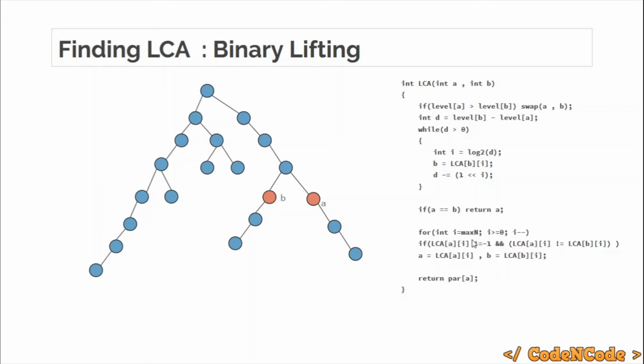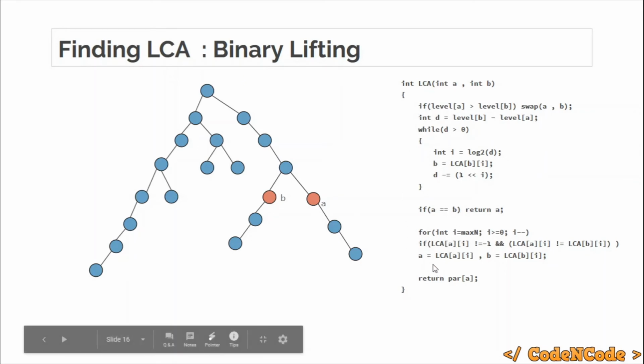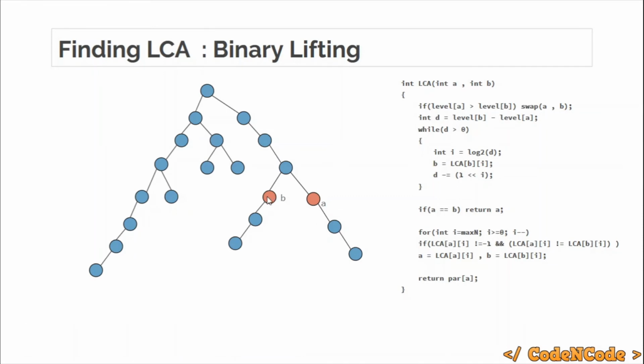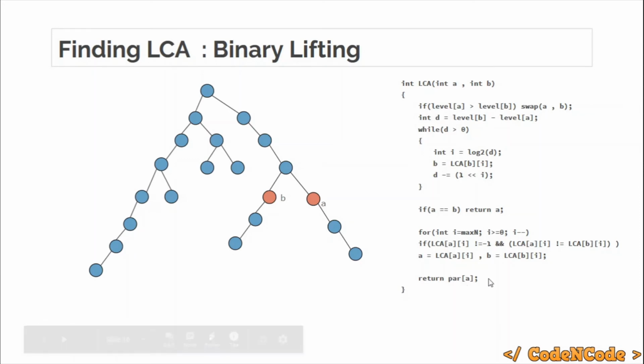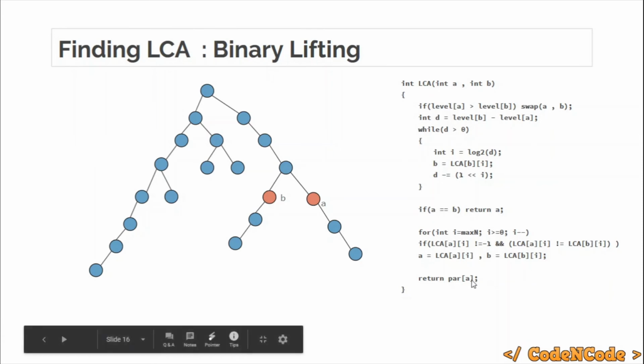So this loop would run at max log n time, because max n is actually log n. So this loop runs in log n time, and the overall complexity is actually log n. After performing this loop, A and B would be just one jump behind their LCA. So you would simply return, I've by mistake written parent of A. Actually we have to return LCA of A of 0 or LCA of B of 0, which is their parent. So that node would be their LCA.